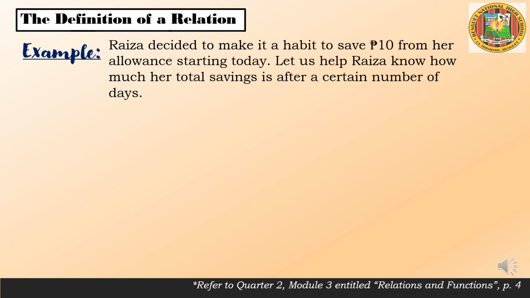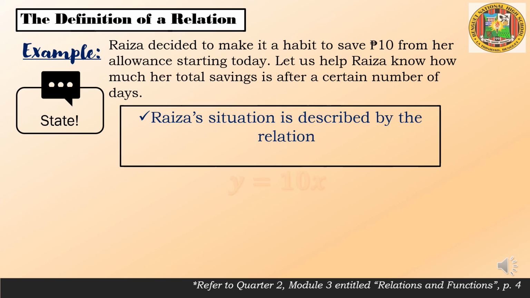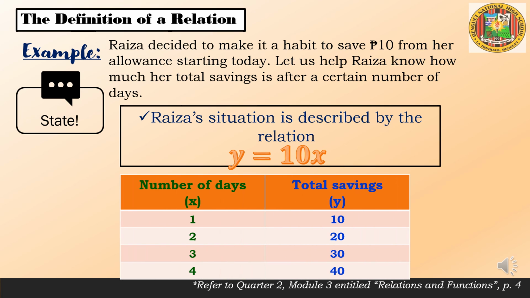After solving, let us state the conclusion of the problem. Raisa's situation is a relation, described by the equation y = 10x. Through a table of values, we can easily see how much Raisa had saved after a certain number of days.